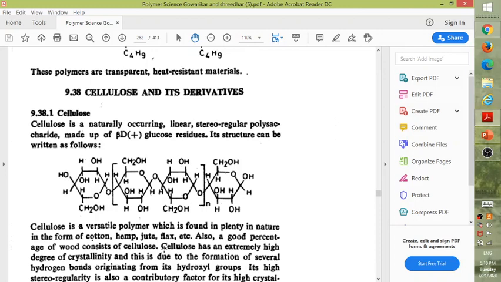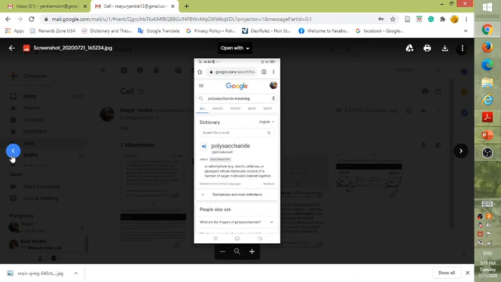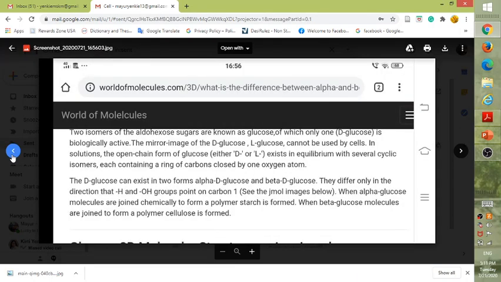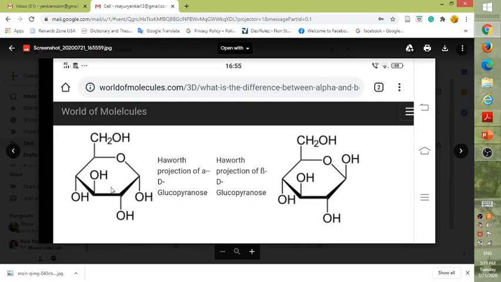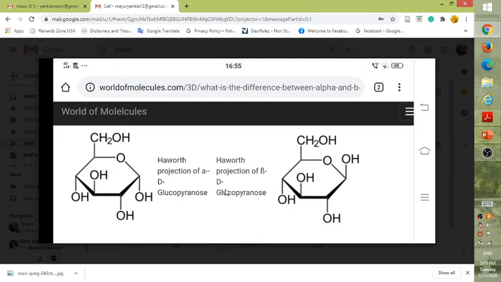Okay, made up of beta D plus glucose residues. Now this beta D plus glucose residue is a new term for all of you. I think here the D stands for dextrorotatory. You must have heard about dextrorotatory and levorotatory, but you don't know the exact meaning. So let us find the exact meaning of it. This is actually the difference between alpha and beta.